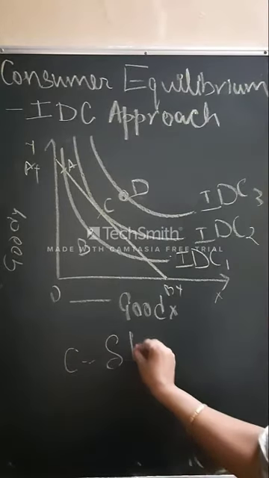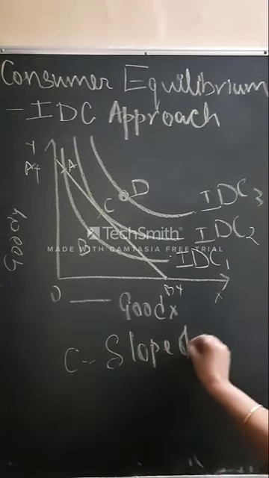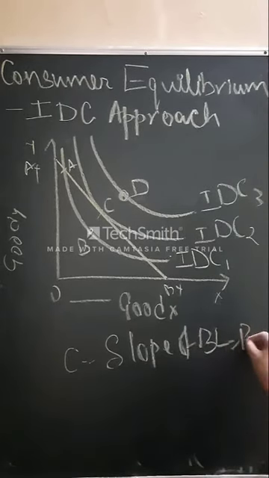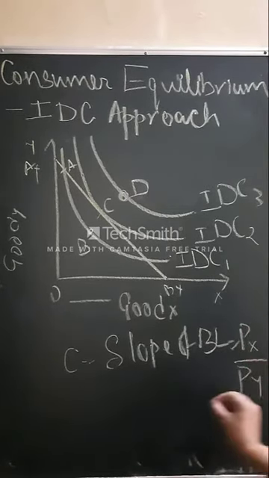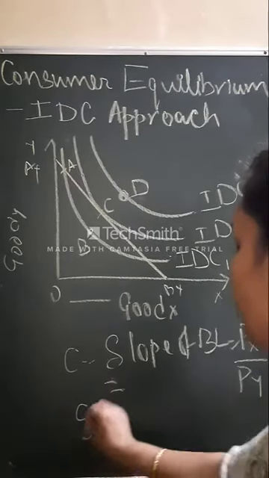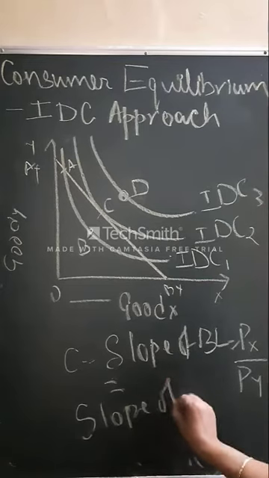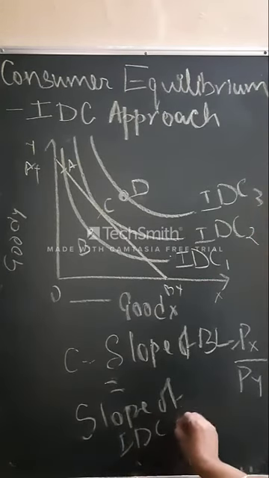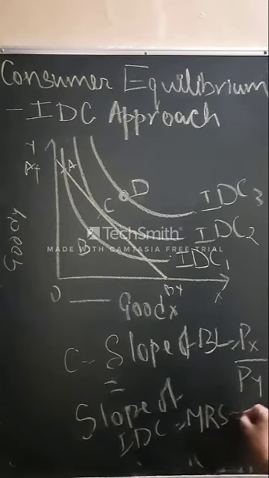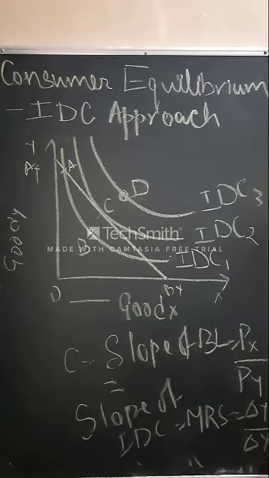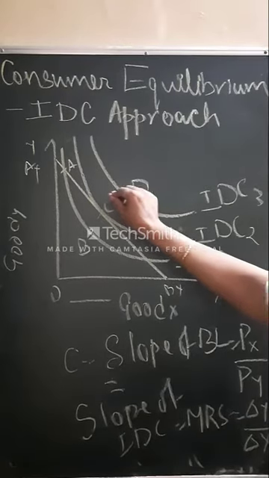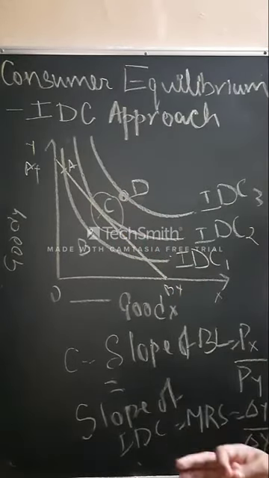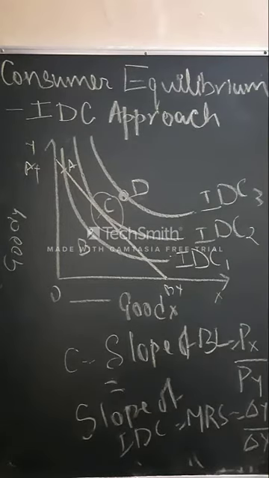The slope of the budget line, that is the Px by Py, is equal to the slope of indifference curve, that is MRS is equal to delta y by delta x, and this is the point of consumer equilibrium. The consumer equilibrium is the point where the budget line is tangent to the indifference curve. Here the consumer will get the maximum level of satisfaction.